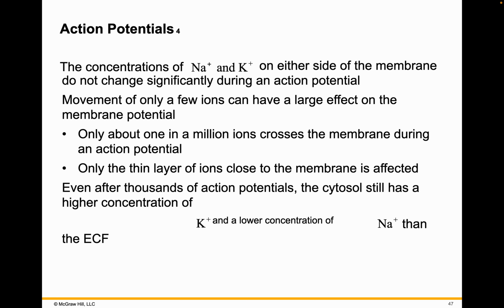Concentrations of sodium and potassium on either side don't significantly change during an action potential. The movement of only a few ions can have a large effect on membrane potential. Only about 1 in a million ions cross the membrane during an action potential. Only the thin layer of ions close to the membrane is affected. And even after thousands of action potentials, the cytosol still has a higher concentration of potassium and a lower concentration of sodium than the extracellular fluid.